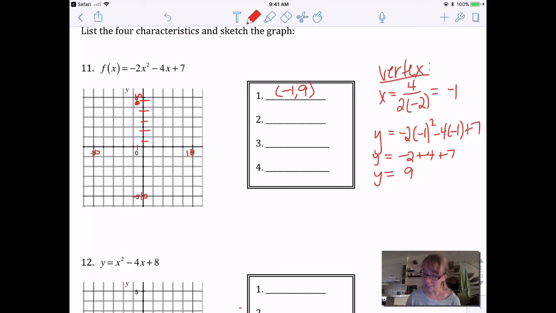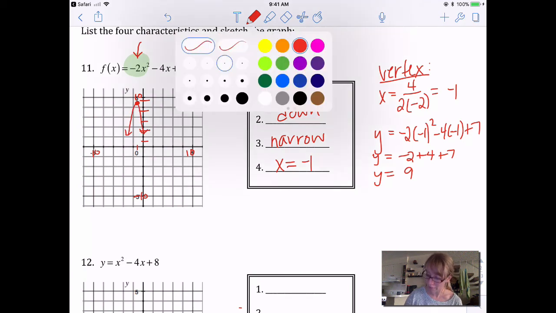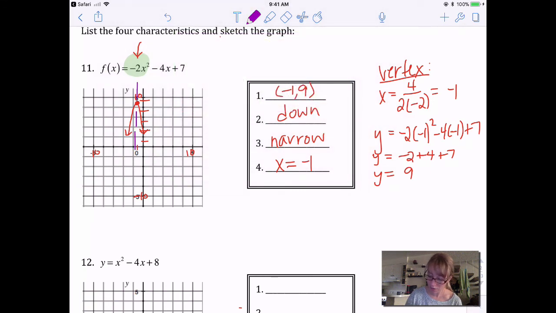But then I can still look at, does this graph open up or down? Still using A from out front. So since there's a negative, this is going to open down. Then I look at the number 2. 2 is larger than 1, so it's going to stretch and be narrow. And finally, I want my axis of symmetry. Axis of symmetry is x equals -1. So when I graph, I have a graph that opens down, that's narrow, and looks about like that.